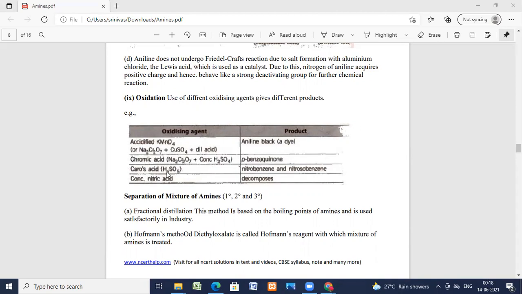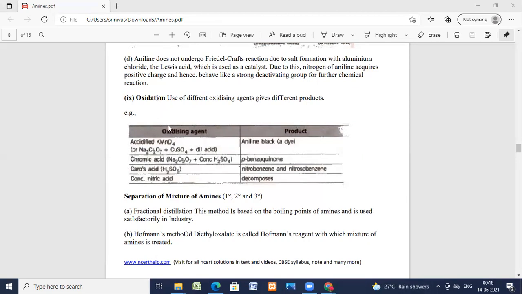Caro's acid, H2SO5, also acts as the oxidizing agent. On oxidation with amines, it gives nitrobenzene and nitrosobenzene. And on oxidation with nitric acid, the amine decomposes. These are the oxidizing agents.